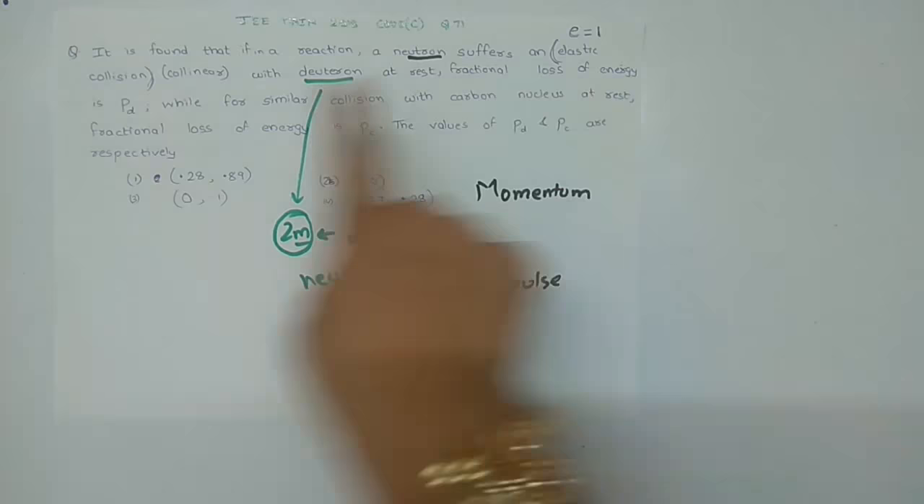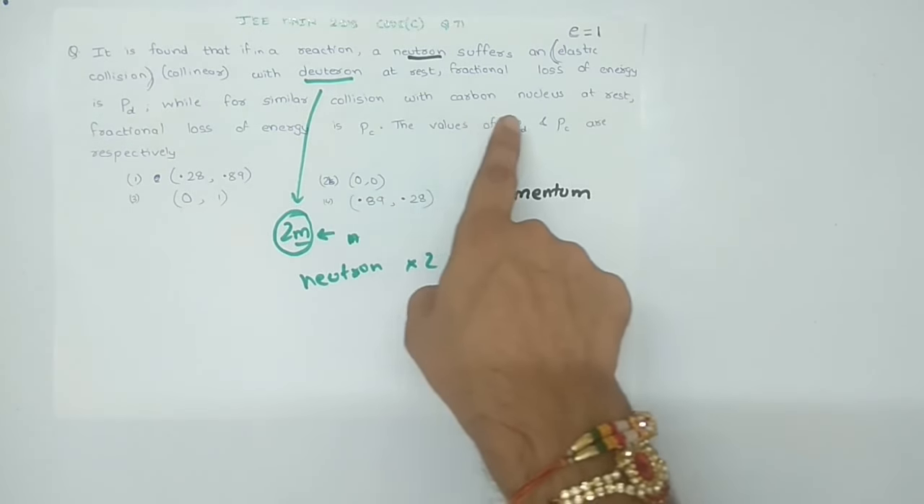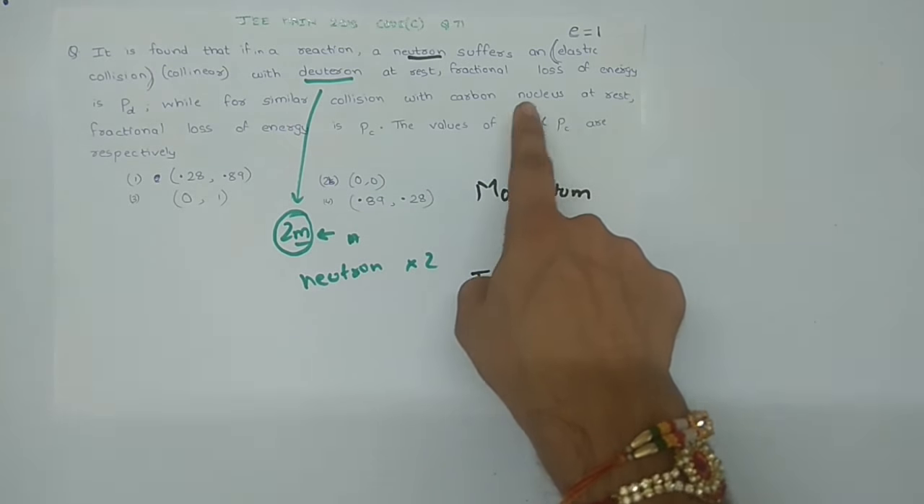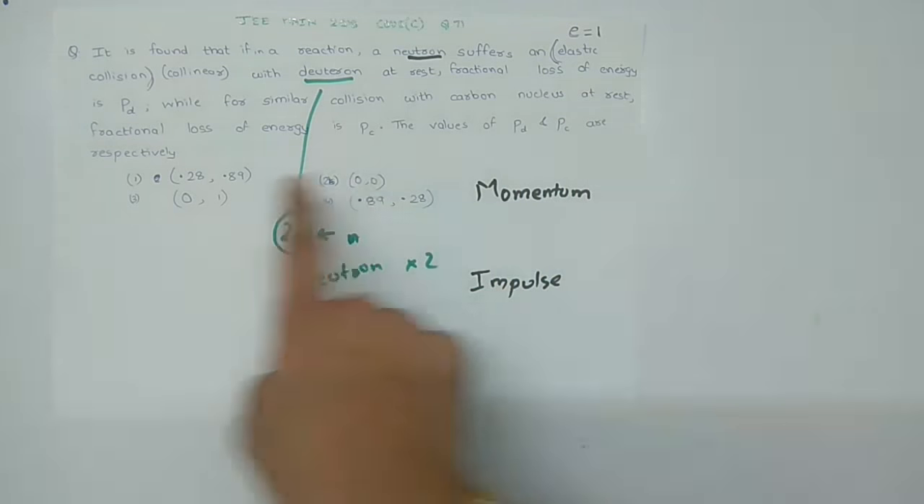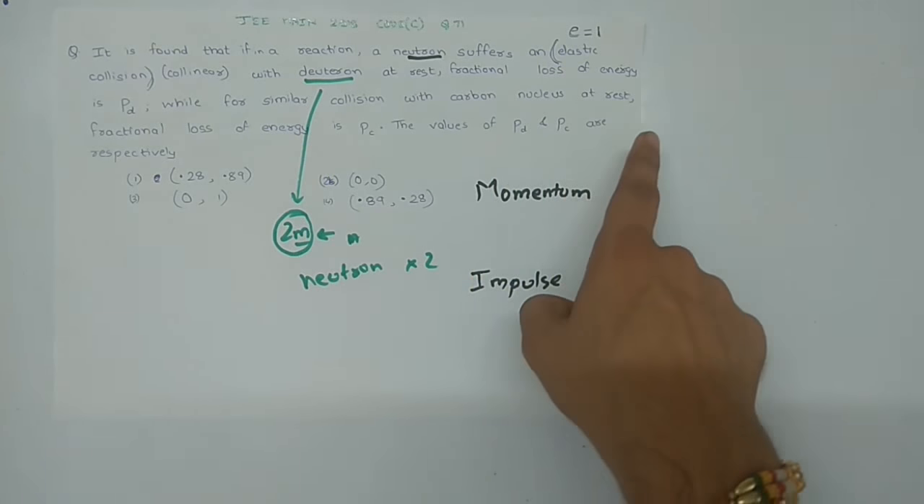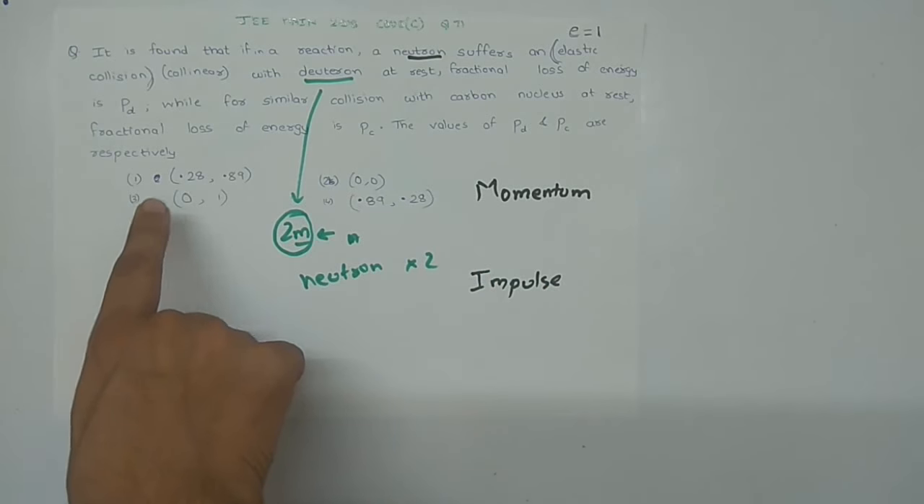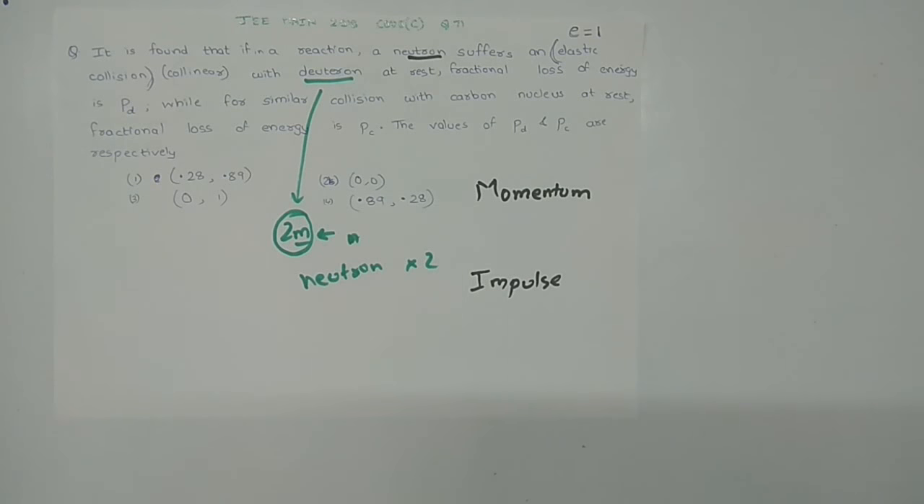The fractional loss of energy is Pd, while for a similar collision with a carbon nucleus at rest, the fractional loss of energy is Pc. The values of Pd and Pc are respectively: the options are 0.28, 0.89; 0, 1; 0.89, 0.28.